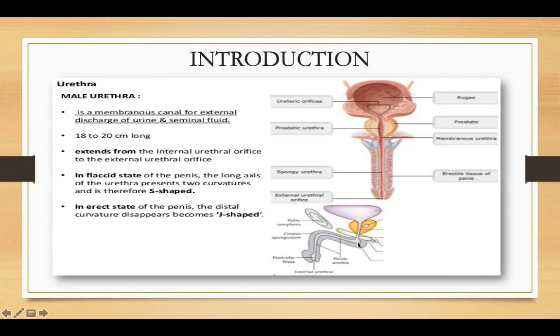तो in flaccid state में क्या हुआ? Long axis of the urethra presents two curvatures, proximal and distal curvature. Therefore, it is S-shaped. And in erect state of the penis, the distal curvature disappears and it becomes J-shaped.